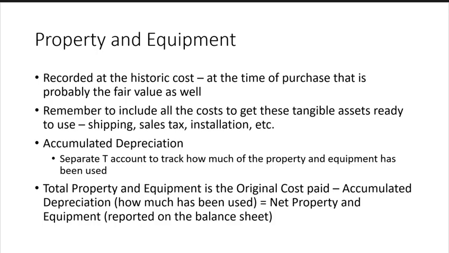We've run into that before. It reduces the amount of the property. It belongs in the asset section, but is a reduction. So that's why it's called a contra asset. The normal balance is a credit, while the rest of the asset T accounts have a normal balance of debit. So on the balance sheet, we put total property and equipment, the original cost paid, minus accumulated depreciation, that's how much has been used, equals our net property and equipment, that's what's left to use, and usually the amount reported on the balance sheet.